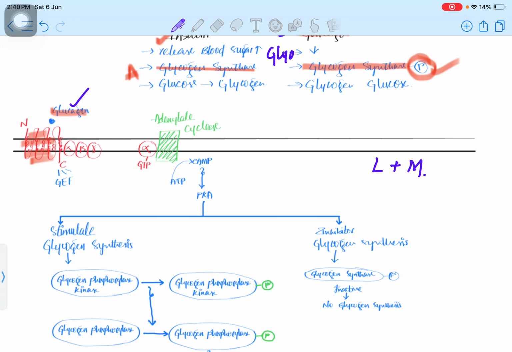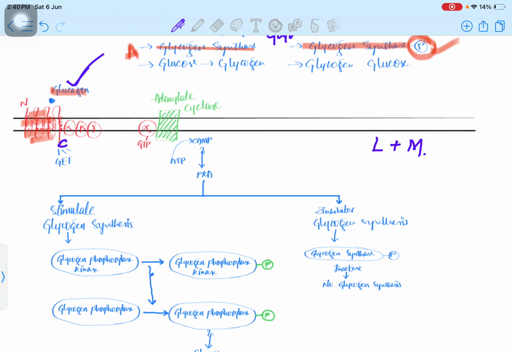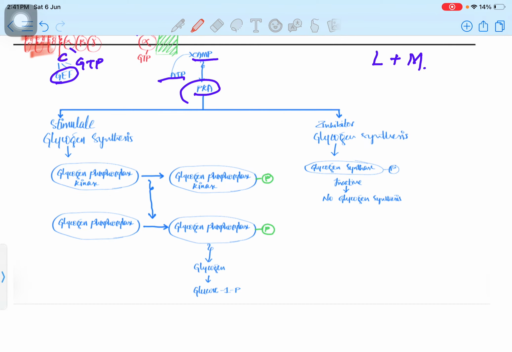Whenever you are not having food, glucagon will come and attach here on the receptor. So the C terminal gets activated and alpha gets the GTP on it. It will move toward the adenylate cyclase and form cAMP with the help of ATP. The cAMP will start the formation of PKA, protein kinase A. Till now you know very well, but from here you need to understand there are two processes that can happen. This PKA could inhibit glycogen synthesis, or it could stimulate glycogen synthesis.